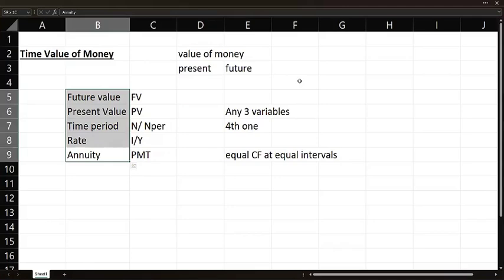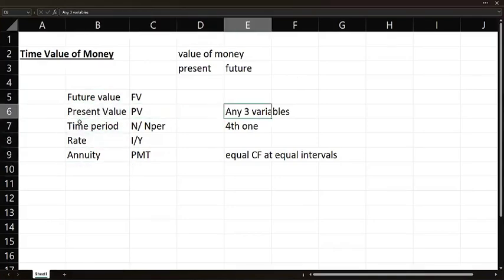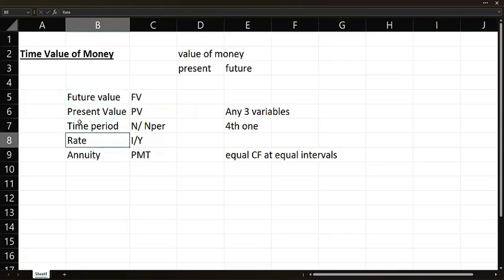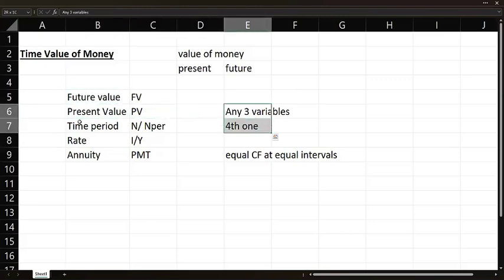And out of them, I'm mentioning here that you need any three of them. So if you have future value, present value, and time period, then you will be able to calculate the rate of interest. Similarly, if you have any three, it can be any combination, you will be able to find the fourth one. And if you have this logic clear in your mind, you will be able to crack any problem on time value of money.